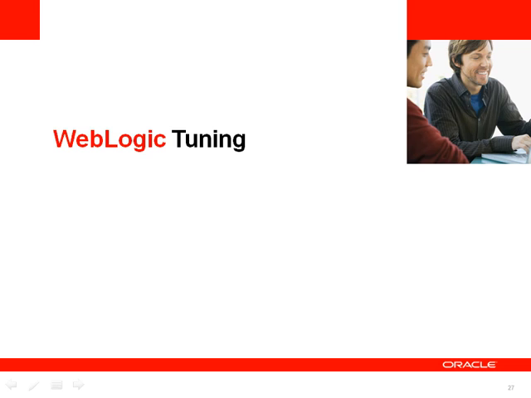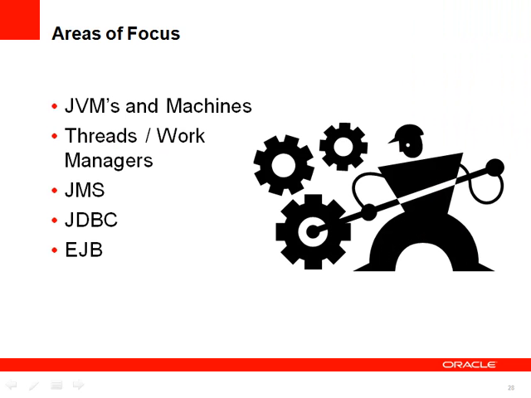Next, let's cover some of the areas of WebLogic that you will likely tune, that is kind of low-hanging fruit, where you should look first to make sure that you have WebLogic tuned appropriately. Here's what we'll talk about: the number of JVMs per machine, threads and work managers, JMS, JDBC, and EJB.